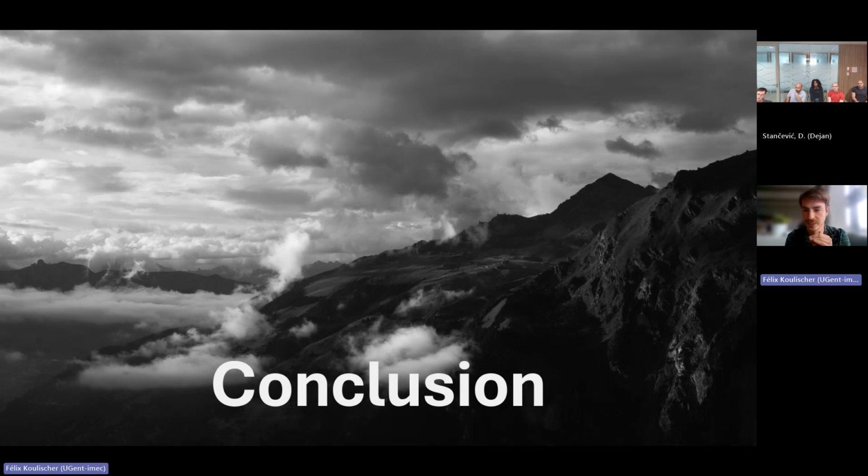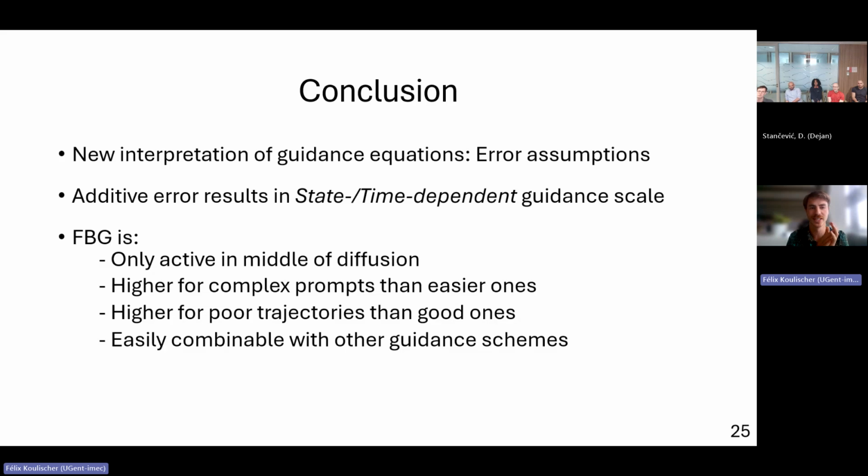Okay, so now I've done the talk, and I've arrived at the conclusion. So I'll just reiterate what we've shown here, and what I think are the main takeaways that I hope you'll remember. The first is that we have this new interpretation of guidance equations through error assumptions. And I think that's one of the most important parts, because it allows everyone to come up with a better error assumption model and straight away get a guidance method for it and see how it behaves.